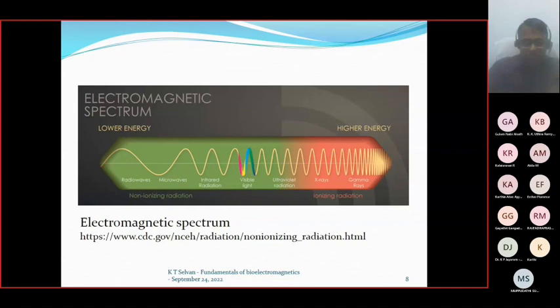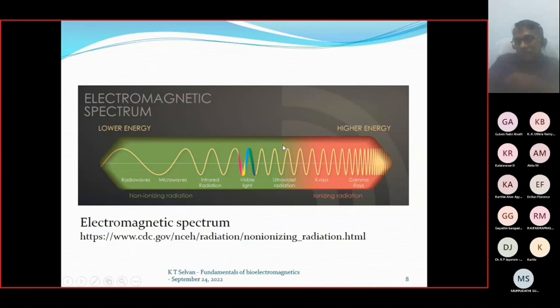Now, having seen what wavelength and frequency are, this is the electromagnetic spectrum. And this corresponds to low frequency. You can see large wavelength, as we have seen, wavelength and frequency are inversely proportional. So these are higher wavelength or low frequency signals, and this is called non-ionizing radiation. Non-ionizing radiation means these waves at these frequencies do not have sufficient energy to ionize atoms.